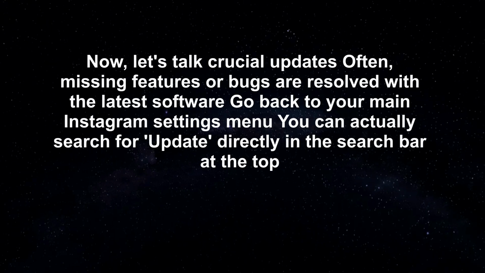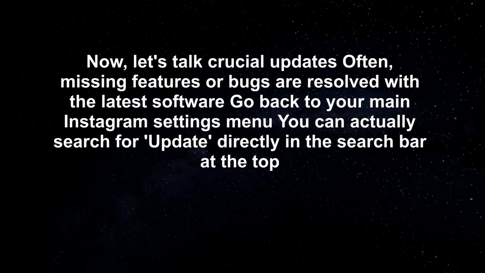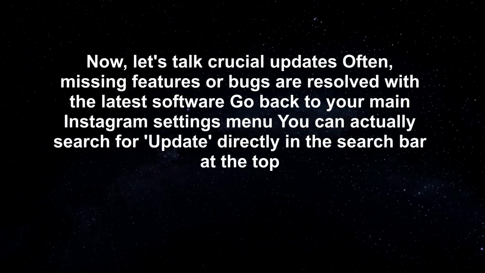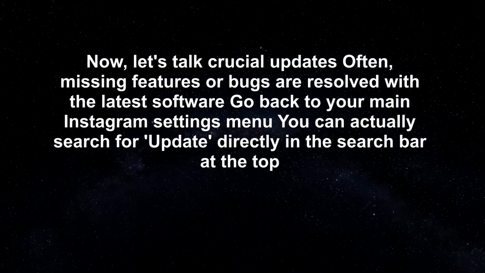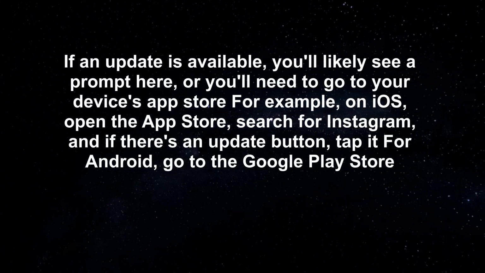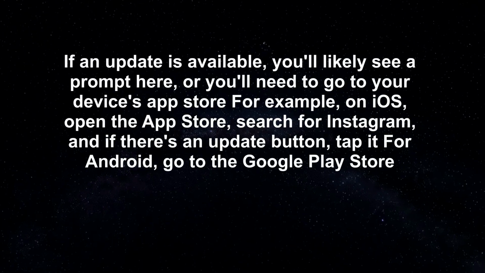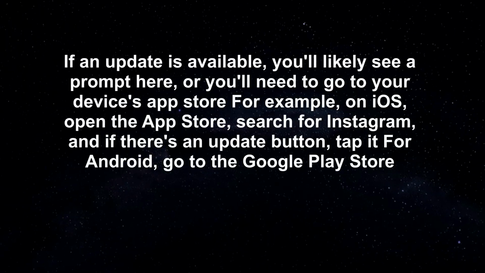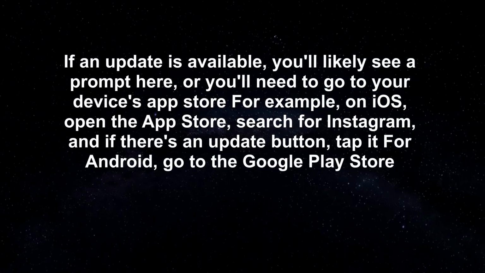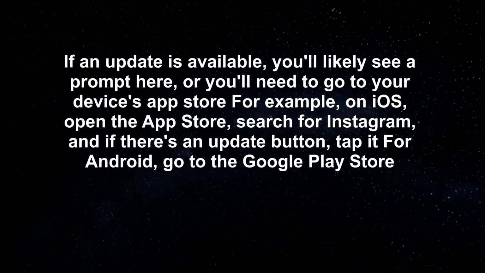Now, let's talk crucial updates. Often missing features or bugs are resolved with the latest software. Go back to your main Instagram settings menu. You can actually search for update directly in the search bar at the top. If an update is available, you'll likely see a prompt here, or you'll need to go to your device's App Store. For example, on iOS, open the App Store, search for Instagram, and if there's an update button, tap it.